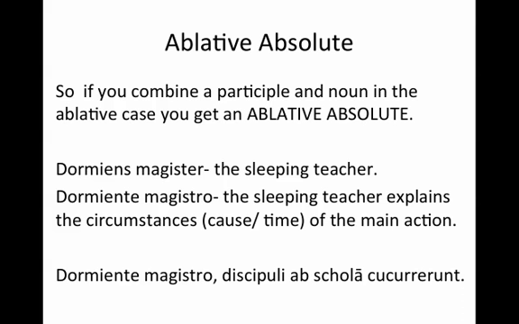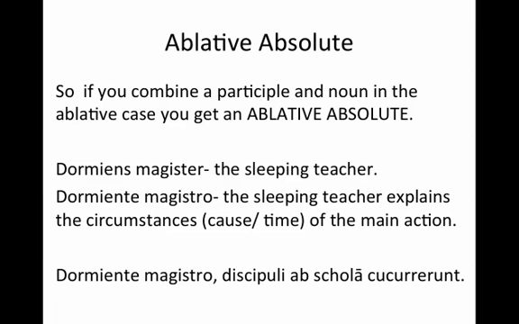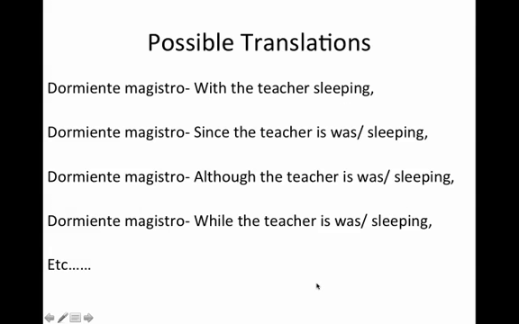So, you can see the sentence below. Dormiente magistro discipuli ab schola concurrunt. So you know from the second half of the sentence that the students ran from school. Now, the dormiente magistro explains the how, the why, the when, the where of the students running from school. So a couple different ways to translate it. You could translate it literally as with the teacher sleeping. Perhaps you want to say since the teacher is sleeping, although the teacher is sleeping, while the teacher is sleeping. And again, those all explain the why of the students running from school.